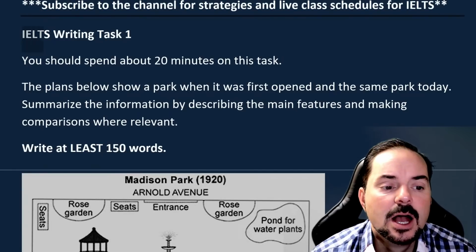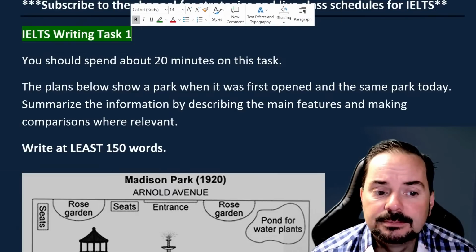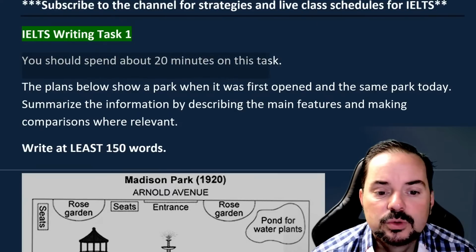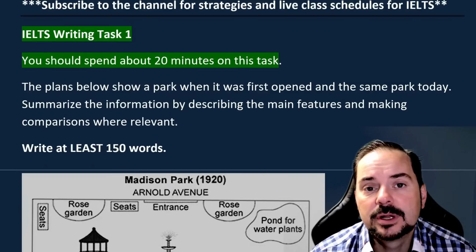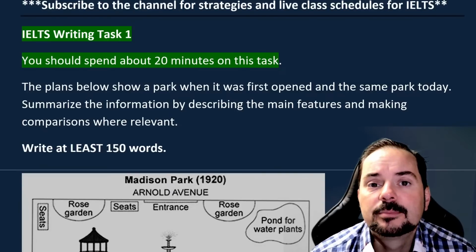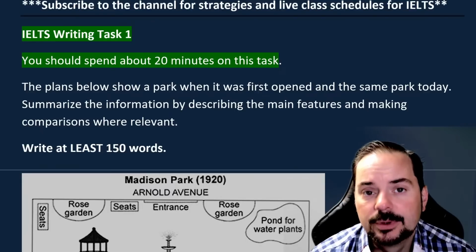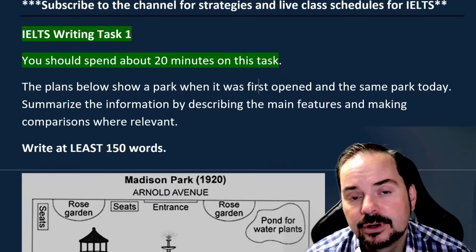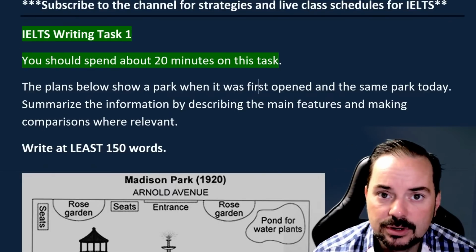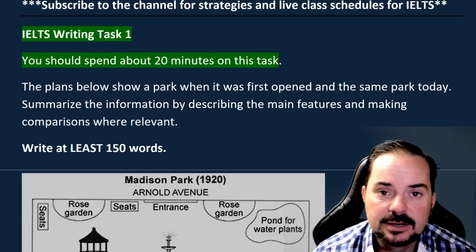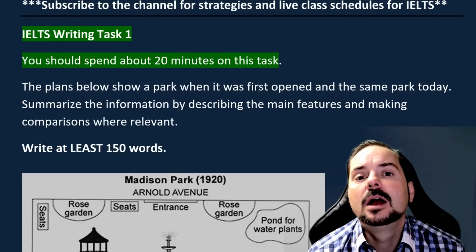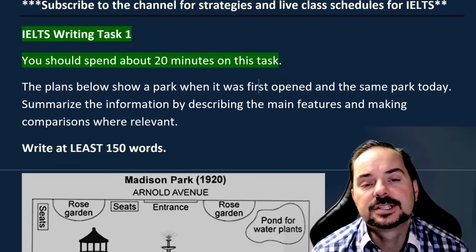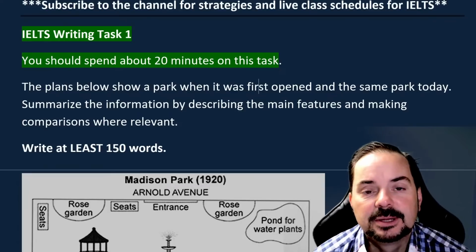All right. IELTS writing task 1. You should spend about 20 minutes on this task. Spend 20 minutes on task 1 and spend 40 minutes on task 2. Practice this timing at home. Task 1 is worth 1/3 of your mark. Task 2 is worth 2/3 of your mark. So 33% versus 67% roughly.